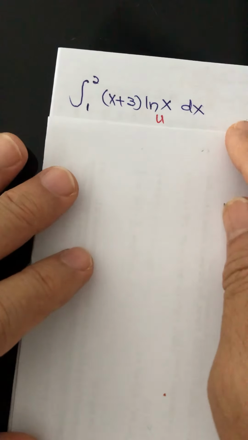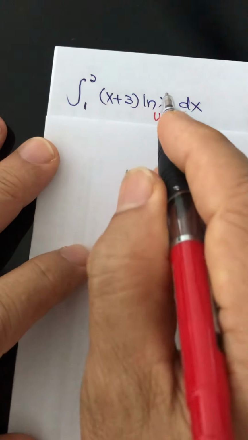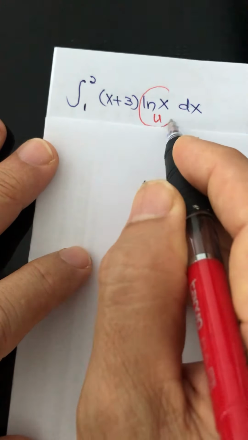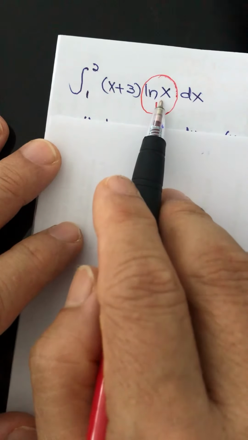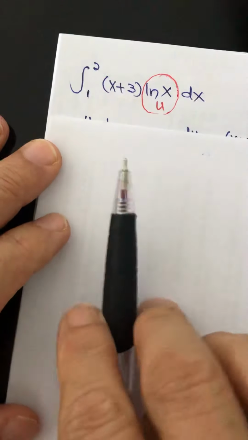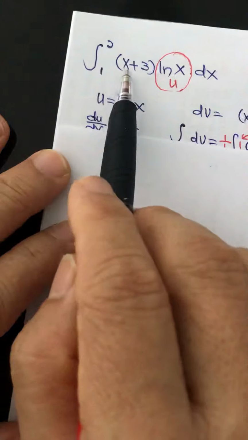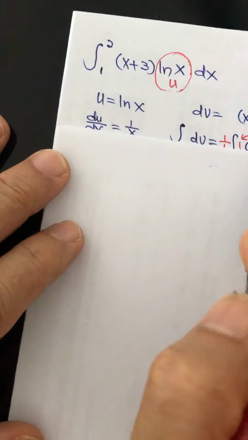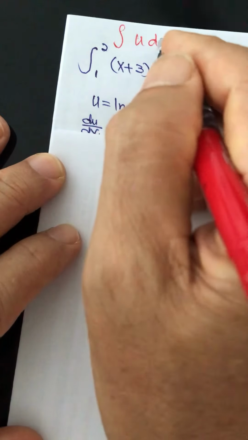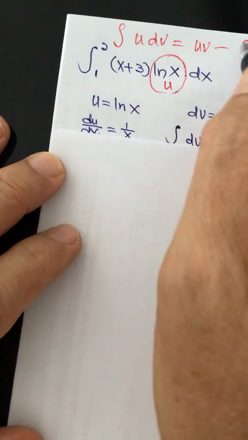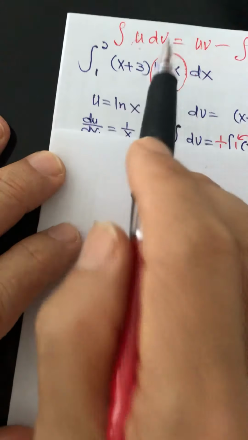Let's say you have this. This is the definite integral. So I told you already, every time for ln, this is the u. So the u is ln x, then (x plus 3) dx will be the dv, because you want to use the formula integral of u dv equals uv minus integral of v du. So the u is this one, the rest are dv.